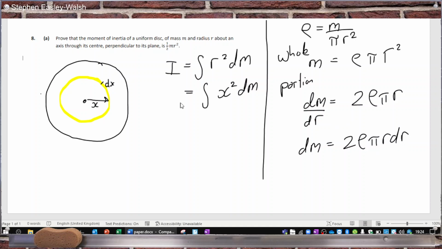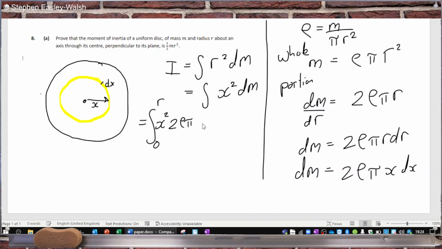Actually, in this case here, the radius is x. So that means dm equals 2 rho pi x dx. So I can sub that in and integrate, and that x is going from 0 to R. x squared times 2 rho pi x dx. That's equal to 2 rho pi, integrate x cubed, 0 to R, dx.